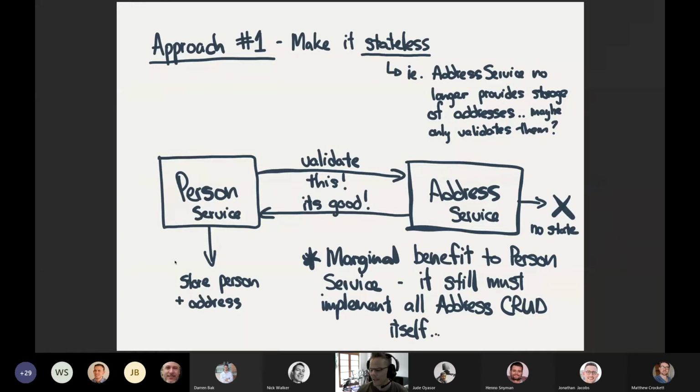So that's interesting. And I put a comment there. There's a marginal benefit to the person service because the validation is offloaded, but he still has to do all the cruddy stuff. So now the person service has got to manage addresses, right? So that means it's not that great. We've kind of pushed the storage problem out into the service. So okay, it's not a bad approach.